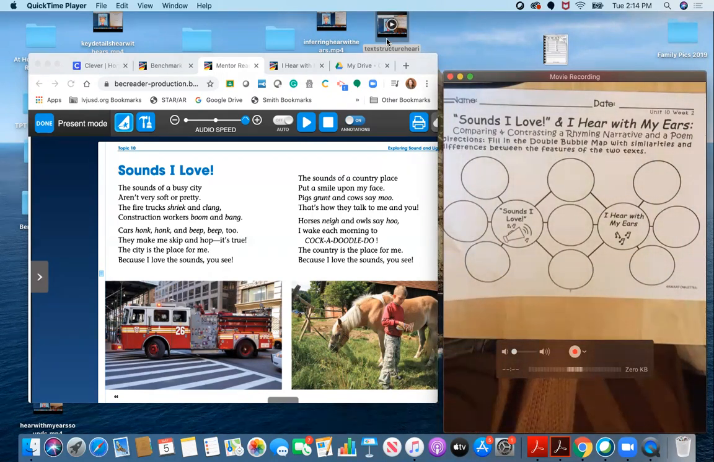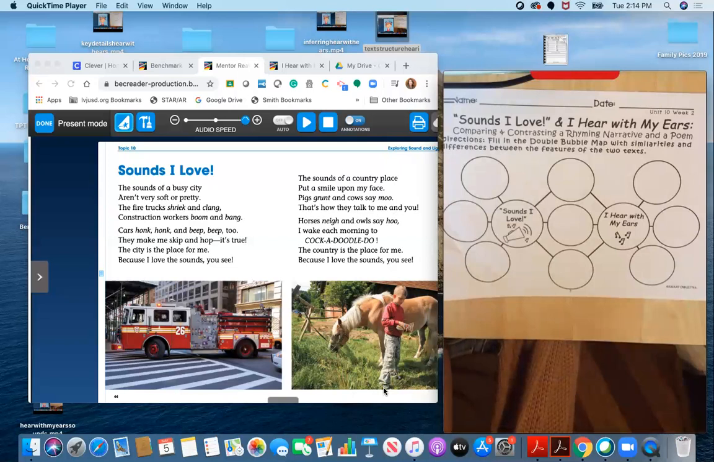So I'm going to quickly read Sounds I Love because that was last week's text and we have not heard it in a while. So let's read that together.